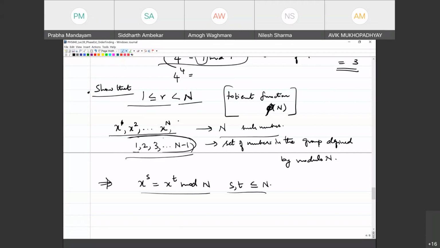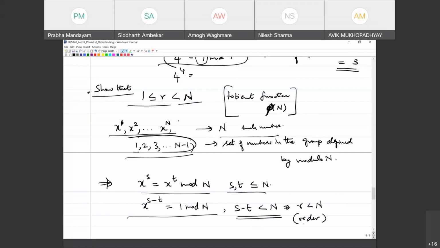So then there must be two powers which collide, and so I can then take inverses again because x is co-prime with respect to n. So then it tells me that there must be an s minus t, which is 1 modulo n. So in fact, this is a kind of proof that first of all there exists an order, right? And this s minus t itself will actually be strictly less than n, right? And this is what we call the order R less than n. Okay, is this idea clear?